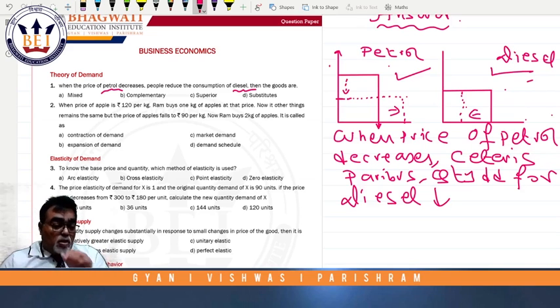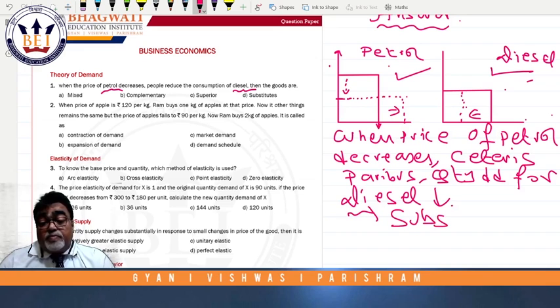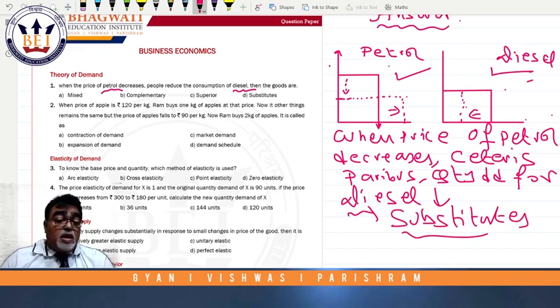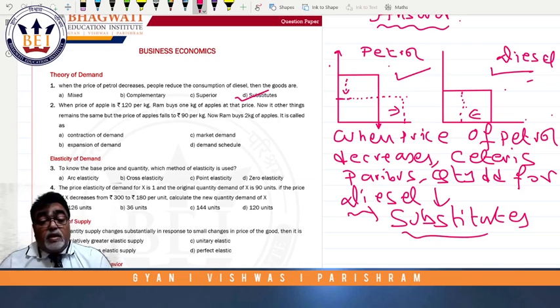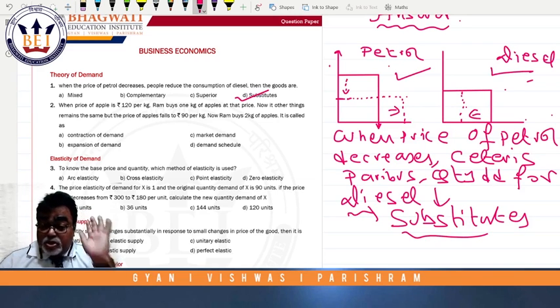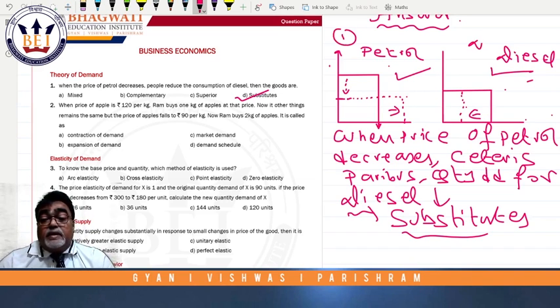When that is so, obviously this relationship should be substitute goods. So my dear students, the answer of this question should be substitute goods. I repeat, when price of one commodity and demand for the other commodity are directly related, goods are related as substitutes. So question number 1, answer should be D.